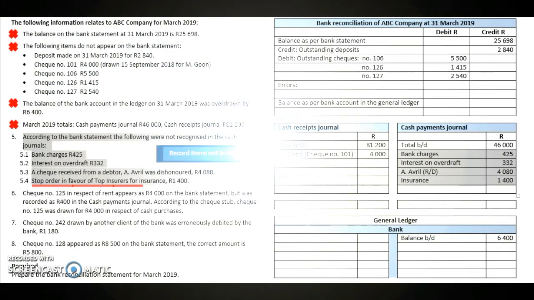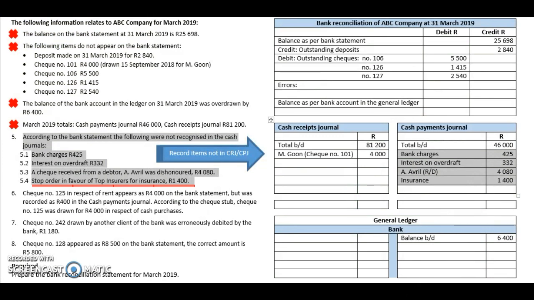The stop order is another entry to the cash payments journal. A stop order or debit order is an automated electronic transfer of money, generally on a monthly basis, out of the bank account to pay expenses such as insurance.